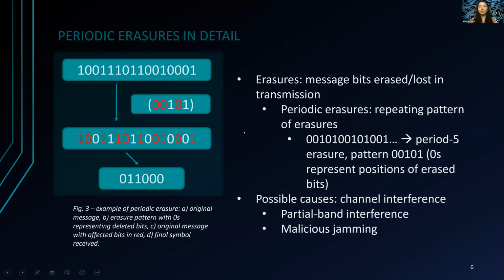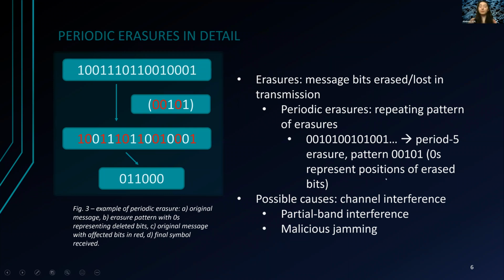Here's how periodic erasures work. Basically, erasures are message bits, as we said, that are erased or lost in transmission. Periodic erasures occur when we have repeating patterns of these erasures with a set period. For example, this here would be a period 5 erasure with a pattern 00101. As you can see, here's one period, and here's the second period of the same pattern, and this is the first 3 bits of the third period.